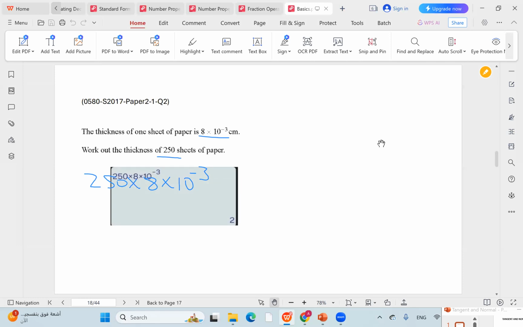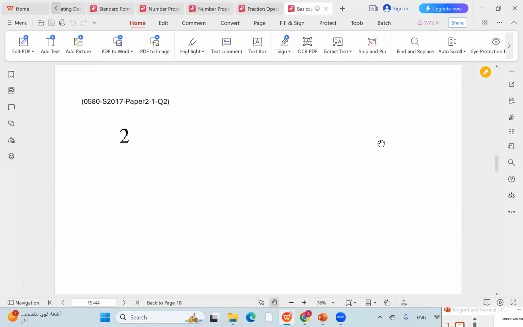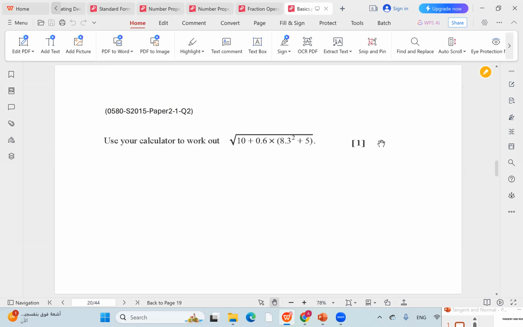And here is a screenshot of a calculator. There is an image of how this should be written onto the calculator. 250 times 8 times 10 power negative 3. And the answer is 2. This is correct. Use your calculator to work out this expression.